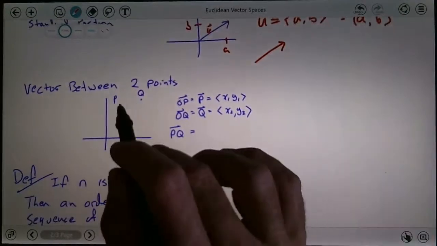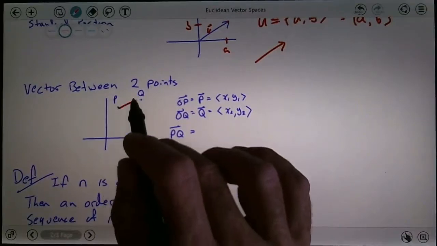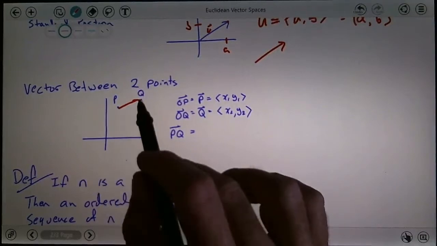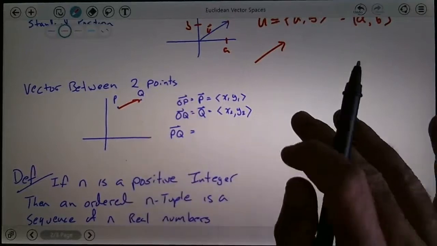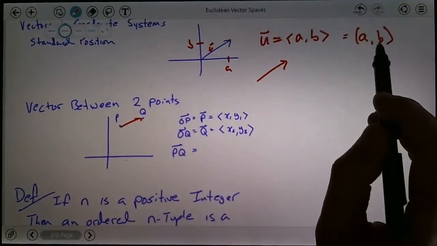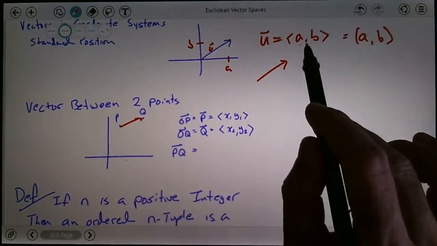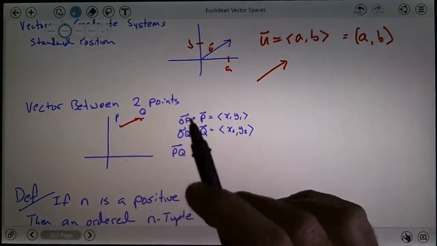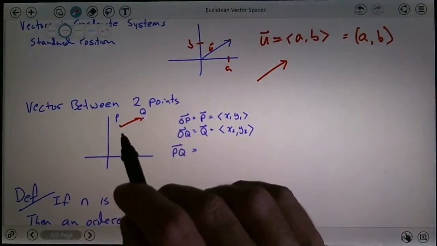Now, just some calculations. If you have a vector here that's not in standard position, say a vector from P to Q, I'm wondering if I can just use the coordinates of P and Q to help me figure out what the vector is. Rather than coordinates of the point, we think of them as components of the vector. We have the x component and the y component. Just terminology that we use.